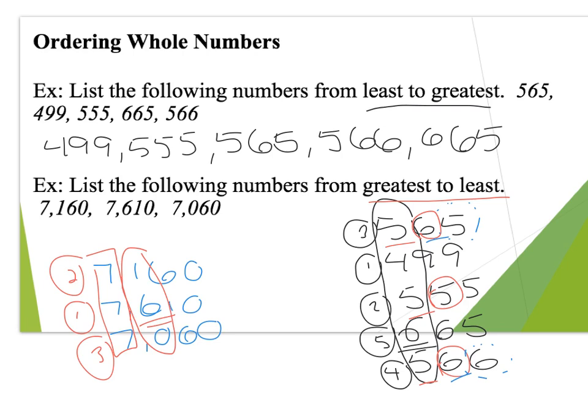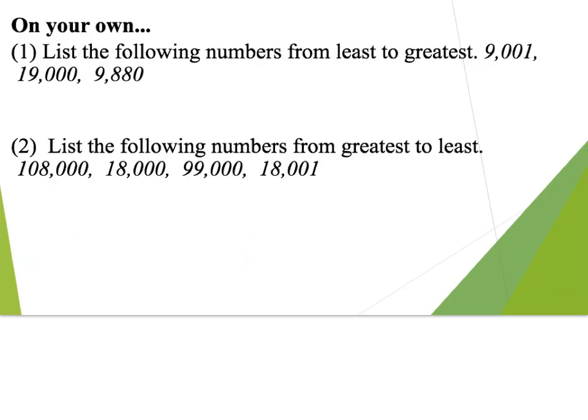List the numbers out just like we did before, so our answer is going to be 7,610, 7,160, and 7,060. On your own, complete the following problems. List these numbers from least to greatest, and in the second problem, greatest to least. Pause this slide, and then in a few minutes when you're finished, hit play, and I will show you the correct answers.